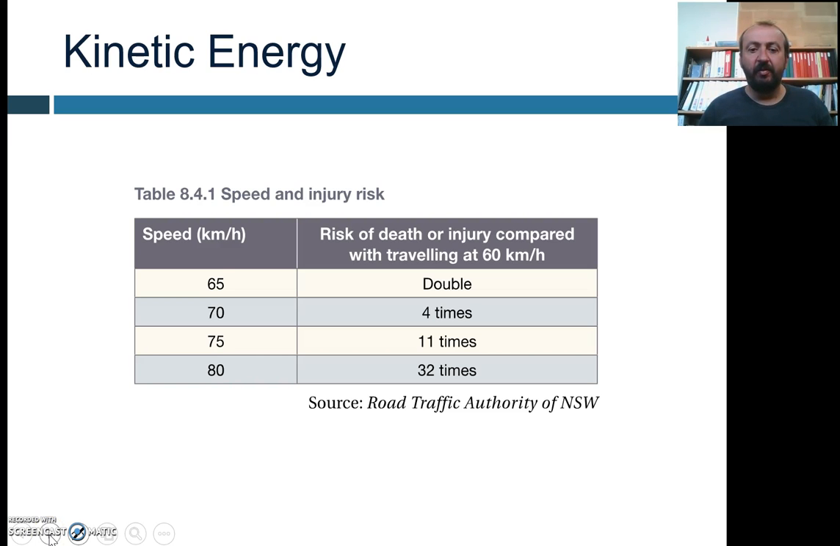So here we just got this from the Road Traffic Authority of New South Wales. We could see that if you're travelling at these speeds down the left-hand side, on the right-hand side here, it tells the risk of death or injury compared with travelling at 60 kilometres per hour. So if we're travelling at 65 here, we'd get double the risk of death or injury. Okay, and at 80, 32 times the risk of death or injury compared to travelling at our 60 k's per hour. So that's pretty sobering sort of thought there.